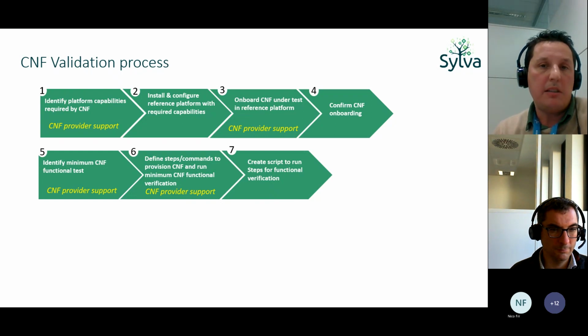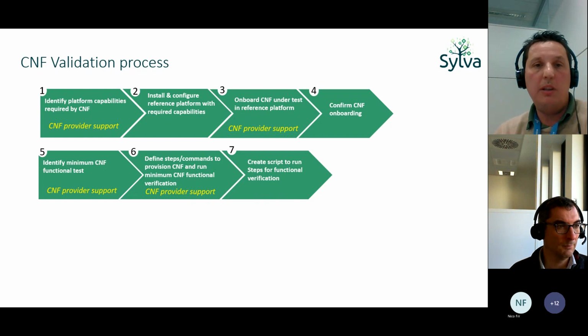So an IMS or an EPC or a UPF should be acting as a UPF, so should be accepting UPF commands. A UDM should be a UDM, accepting UDM commands. So some minimal testing needs to be defined.